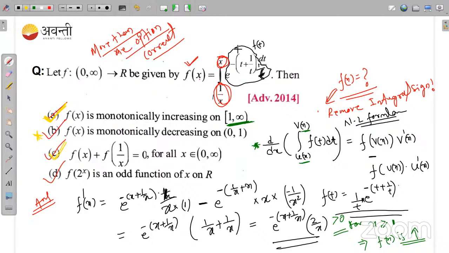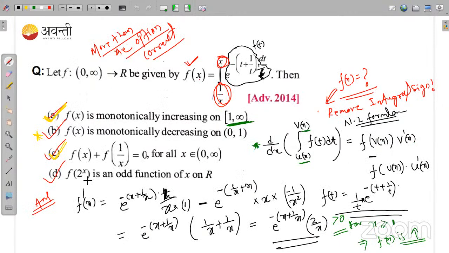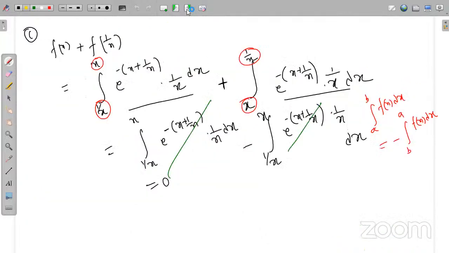Okay. Now the last one. That is D. Let's check the D part. D, what is D saying? f of 2 of x. From here we can't find f of x directly. So what we will do is that we have a relation. If option C is true, we can use that for option D.